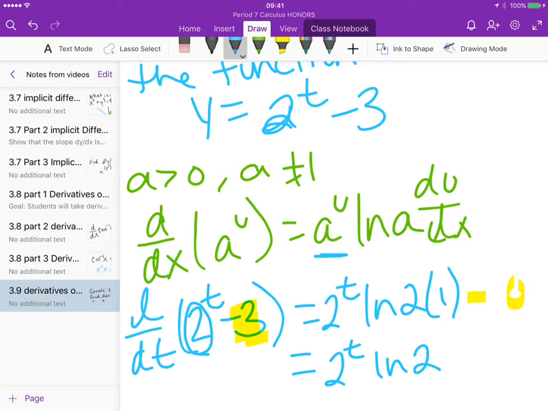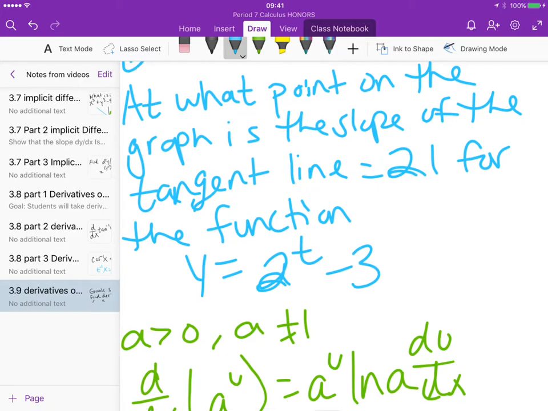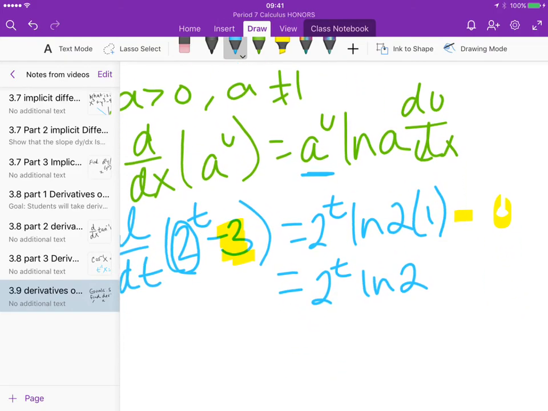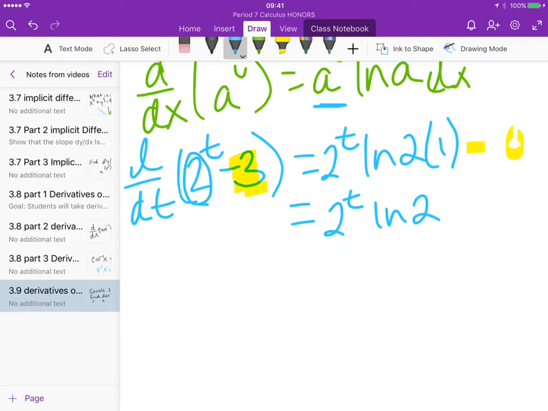So that is the derivative. And so, once again, think about what the question asked. When is the slope of the tangent line equal to 21? So basically, when is the derivative that we just found equal to 21? Well, the derivative is going to be equal to 21 whenever that value for t makes it equal to 21. So we need to find out what that value for t is in fact going to be. And so let's find out exactly what it's going to be.